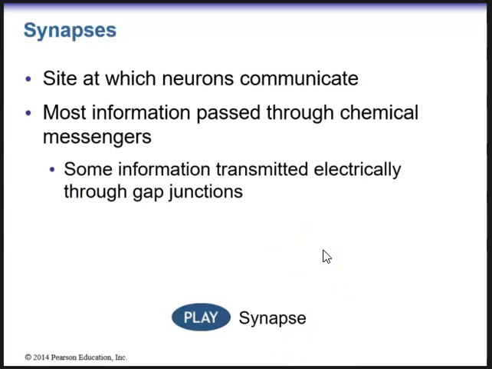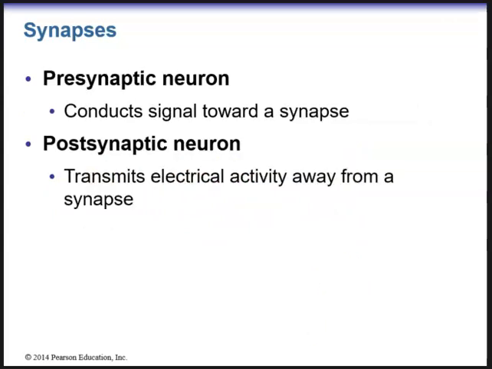Synapses are the site at which the neurons communicate. Most information is passed through chemical messengers, the neurotransmitters. Some information is transmitted electrically through gap junctions. So you have different parts of the neuron at the synapses.